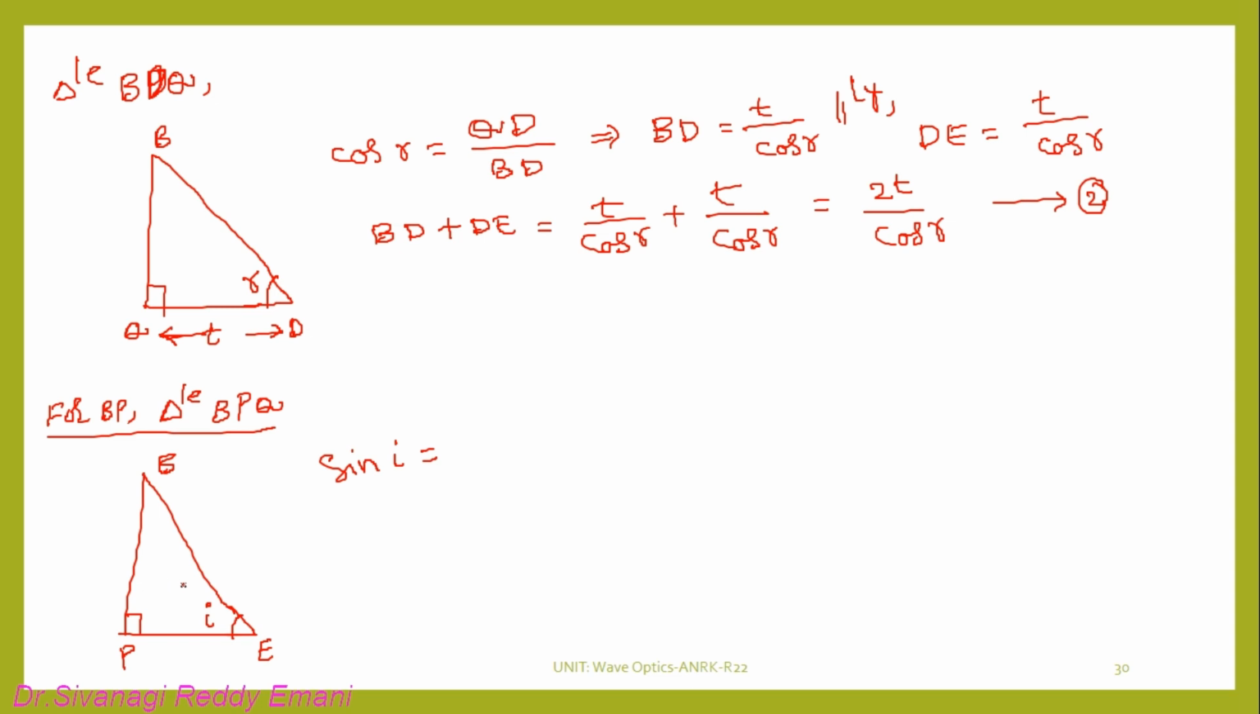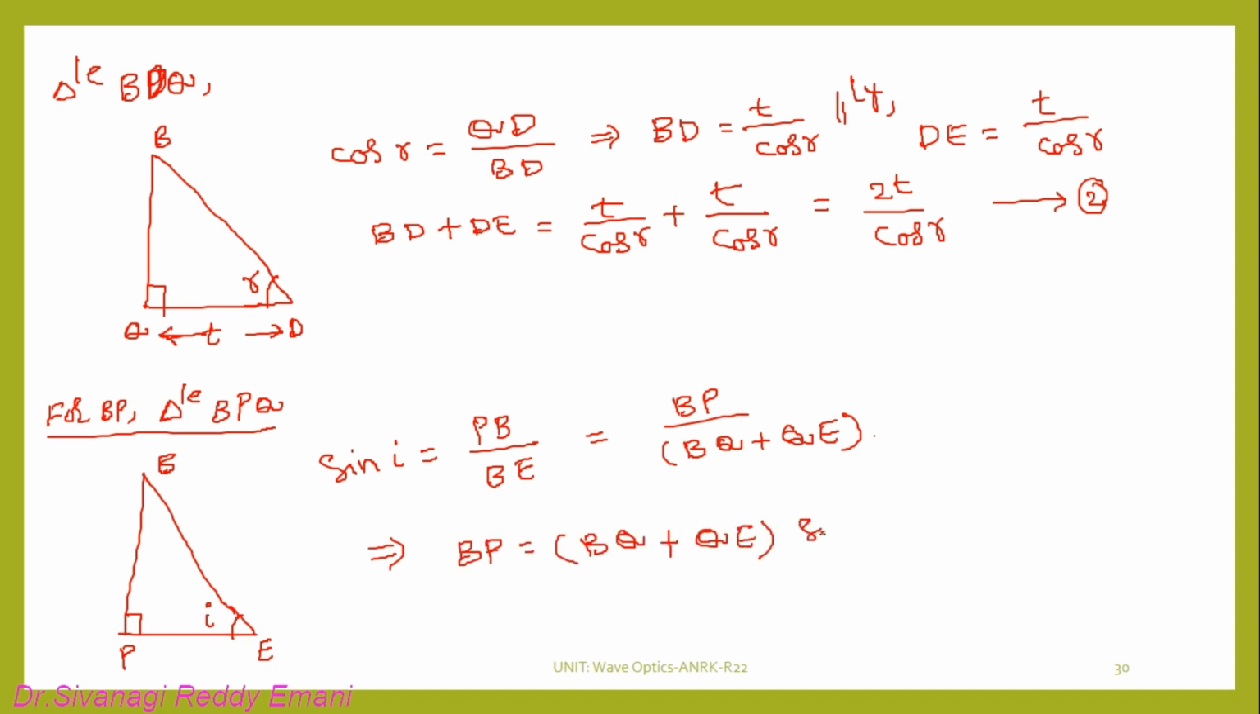Sine will give opposite side by hypotenuse. The opposite side is BP, by PE, which is nothing but PQ plus QE. So here we will write BP equals (PQ plus QE) into sin i. Now we have to calculate PQ and QE and then substitute in this expression.